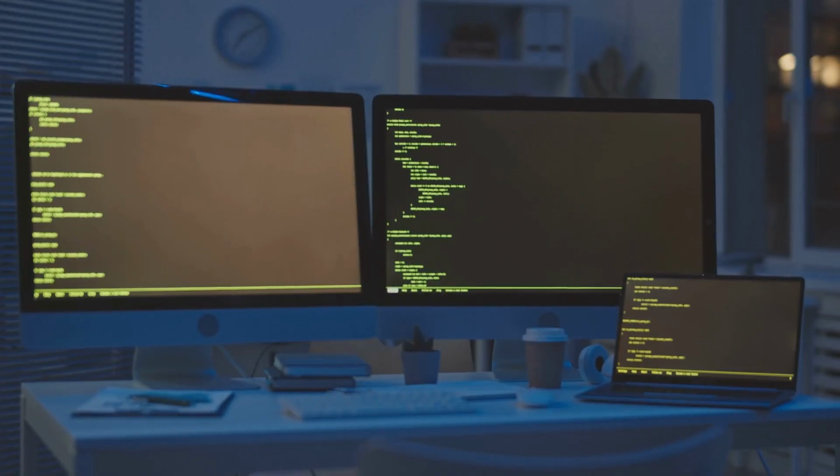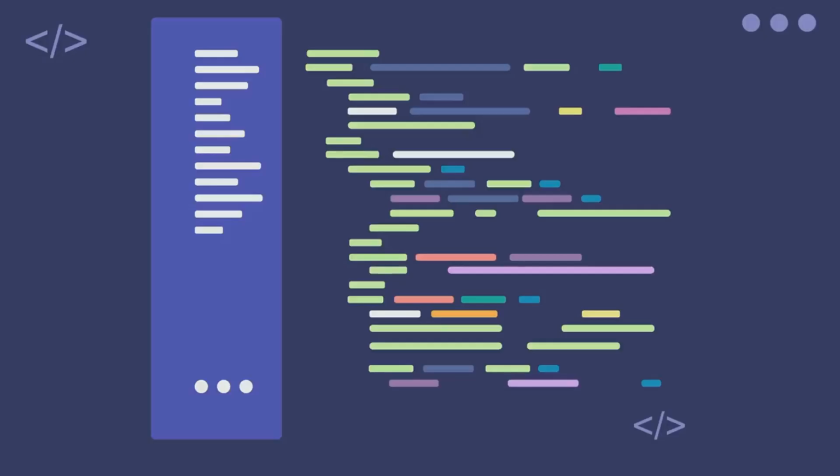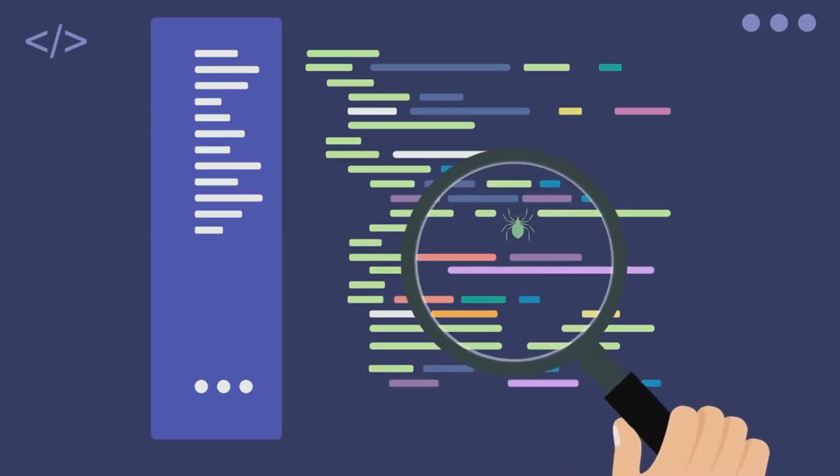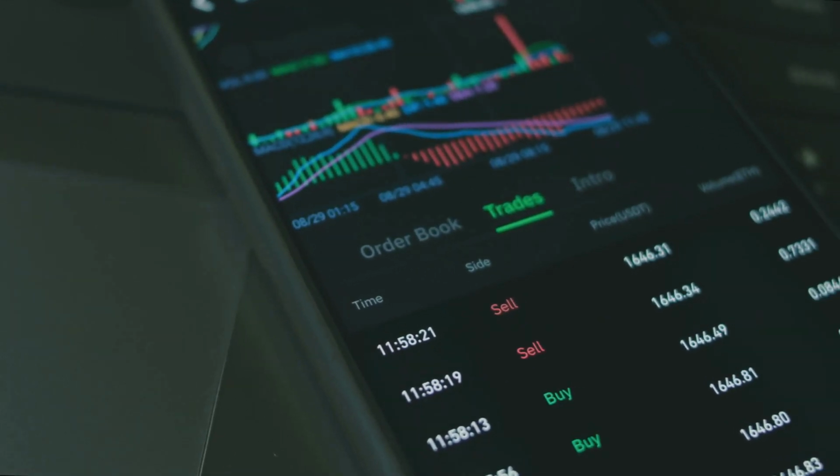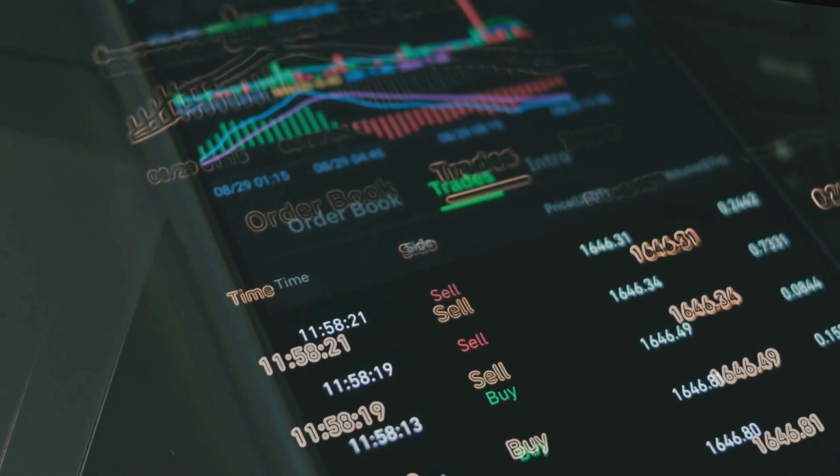We can achieve this in Python using try-except blocks. These blocks allow us to gracefully handle exceptions, errors that occur during program execution, preventing our bot from crashing and potentially making erroneous trades. For instance, when fetching Apple's stock price, we can wrap the API call within a try block.